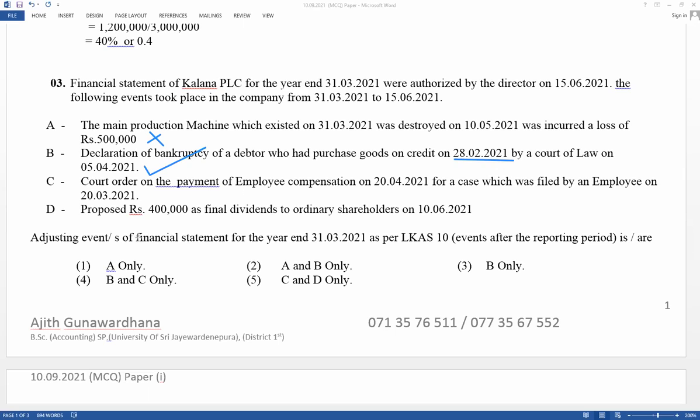Before the director signs, it is an adjusting event, and the court order on payments of employee compensation on 20th April 2021. Before signed by the director, the date is very important. And for the case which was filed by an employee on 20th March 2021, think the case was filed before 31st March 21 and the decision has been delivered before signed by the director. Therefore, those that provide evidence of the condition at the reporting period are also adjusting.